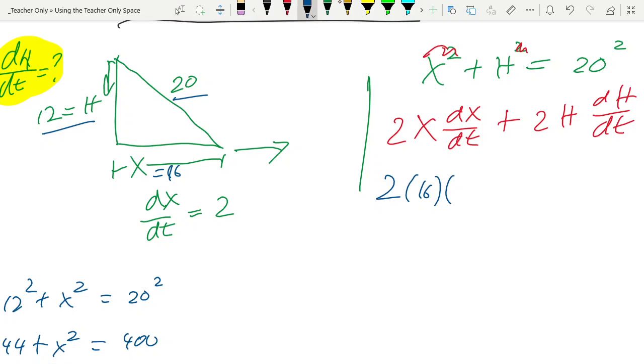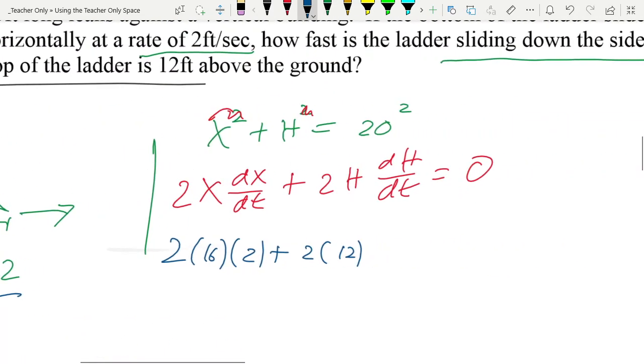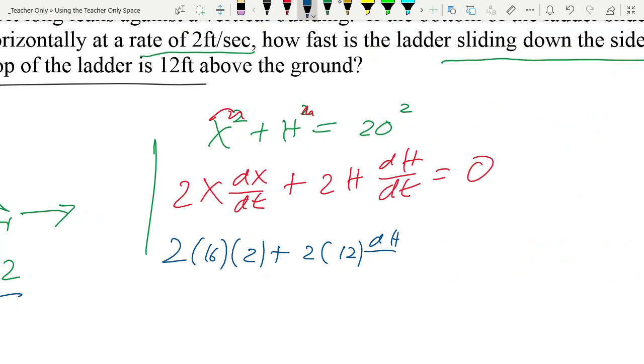Now, do I know dx dt? Yes, that is 2. Plus 2 times, do I know the height? Yes, that was 12. Do I know dh dt? No, that's what we're trying to find. And last but not least, do I know 0? Yes. Okay, now what? Well, now math. So 2 times 2 times 16, that's the same thing as 4 times 16, so that's just 64, plus 2 times 12 is 24, dh dt, which is equal to 0.